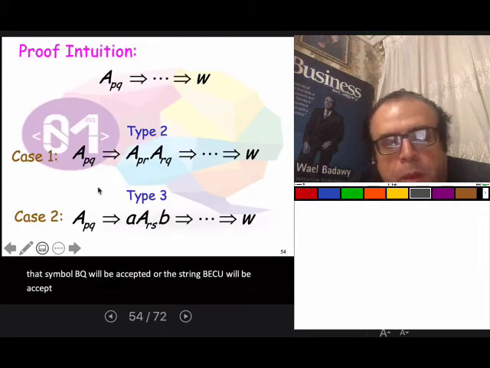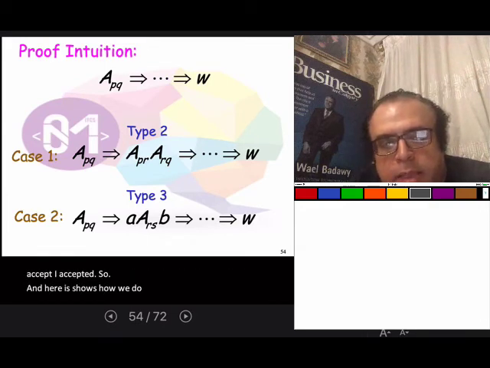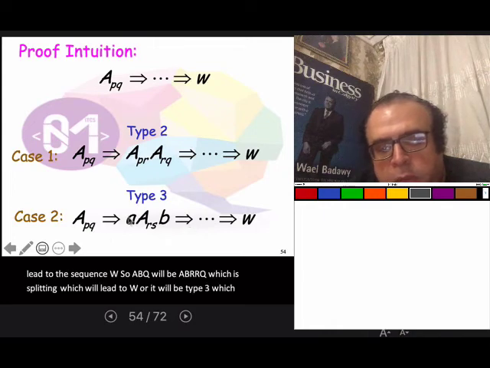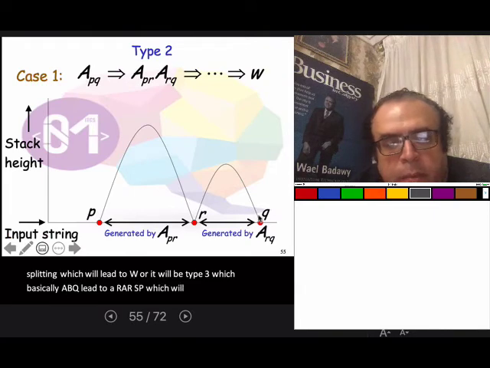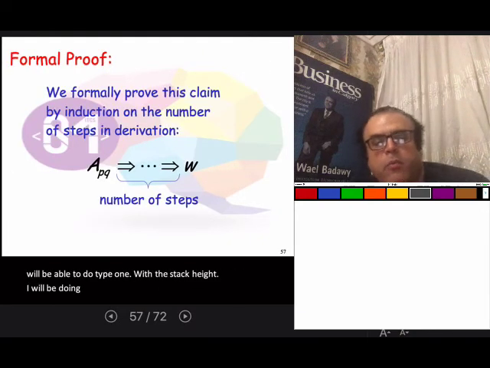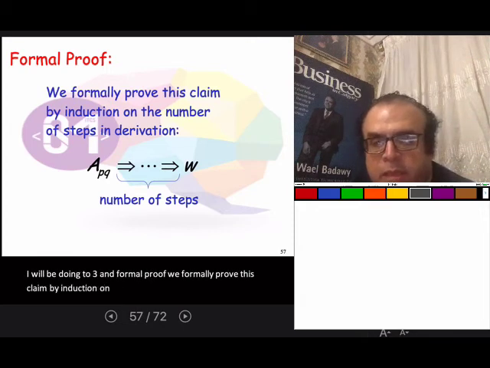And here shows the proof intuition, that A_pq will lead to the string W. So A_pq will be A_pr, which is splitting, which will lead to W, or it will be type 3, which basically A_pq leads to A_rs, which will lead to W, and then I will be able to do type 1 with the stack height. I will be able to do type 3, and for the formal proof, we formally prove this claim by induction on the number of steps of derivation.